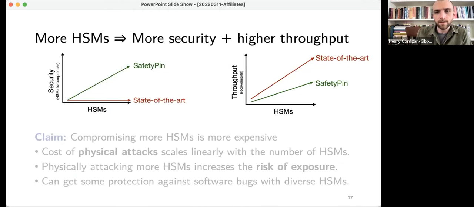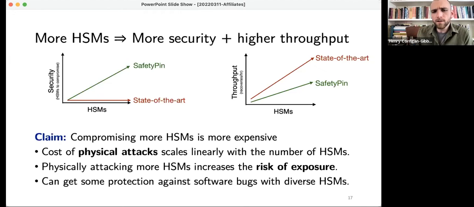So another way to think about the properties that the system is going to provide is that if you increase the number of HSMs in the data center with SafetyPin, the security of the system, measured in the number of HSMs the attacker needs to compromise, goes up. And in addition, as you increase the number of HSMs, the throughput of the system, so the performance of the system, also goes up. So this is the best of both worlds in some sense.